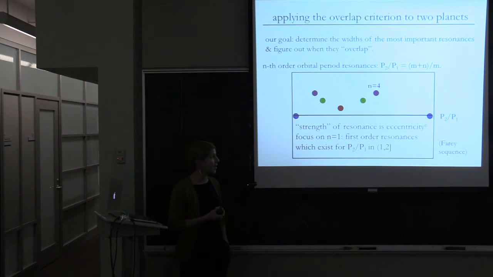But luckily, the strength of the resonance, so how wide it is in phase space, depends on the eccentricity to the nth power, where n is the order of the resonance. And so for nearly circular orbits, the most important resonances are the first-order resonances. And those all lie in the range of period ratios between 1 and 2, so these compact systems like Kepler found.